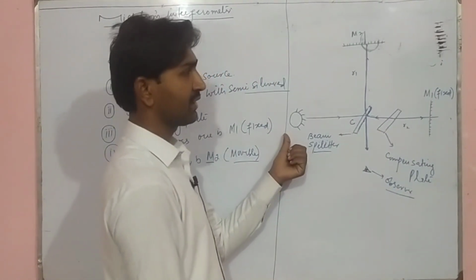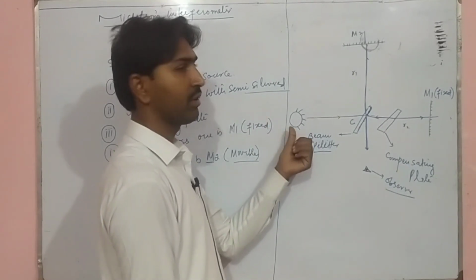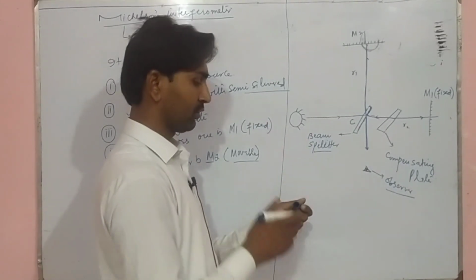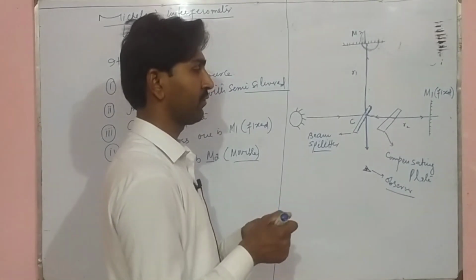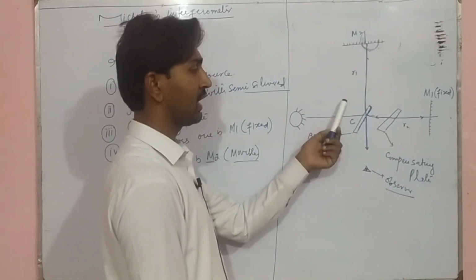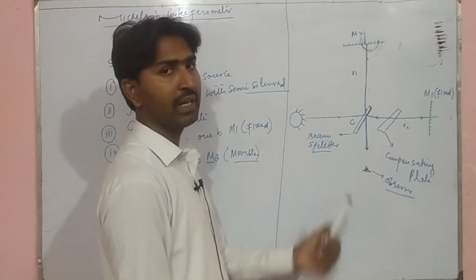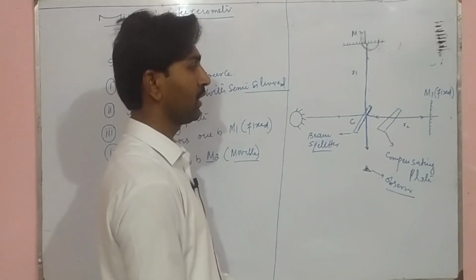This is an extended source. Suppose this is a monochromatic light source. With a monochromatic source of light, we will observe dark fringes and bright fringes.